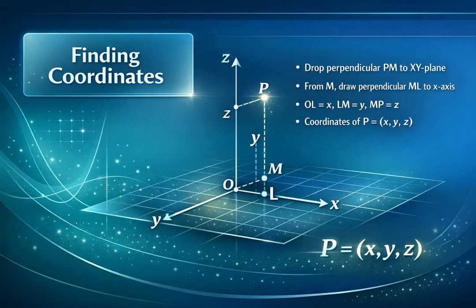To find the coordinates of a point P, we use a step-by-step process. First, drop a perpendicular PM to the xy plane. Then, from point M, draw a perpendicular ML to the x-axis, meeting it at L. The distances are OL equals x, LM equals y, and MP equals z. So the coordinates of P are x, y, z.